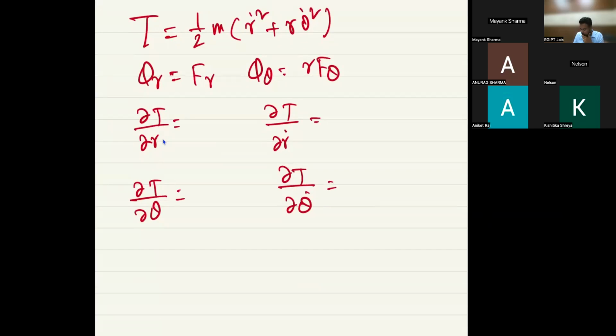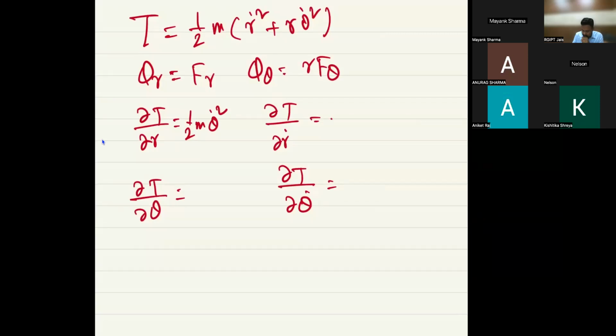Can you tell me quickly what will be del T del r? What will be the value of del T del r? Half m theta dot square? Del T del r, half m theta dot square. Similarly, you find the expression for del T del r dot. What will be the expression for del T del r dot? m r dot.